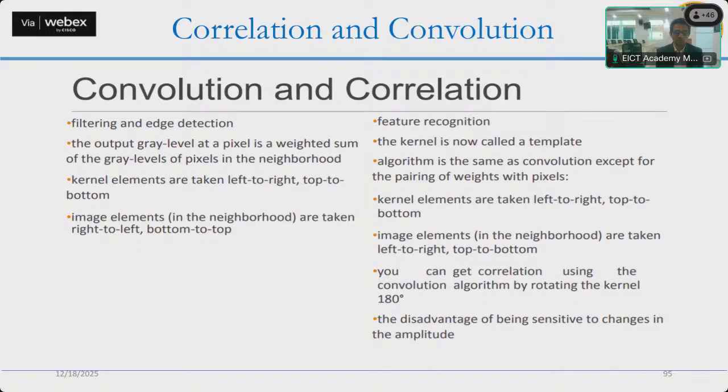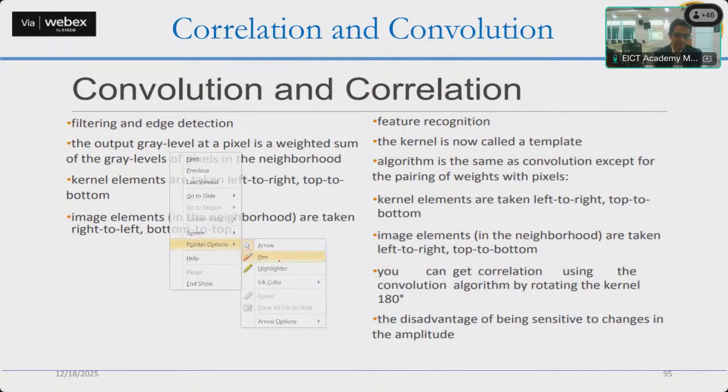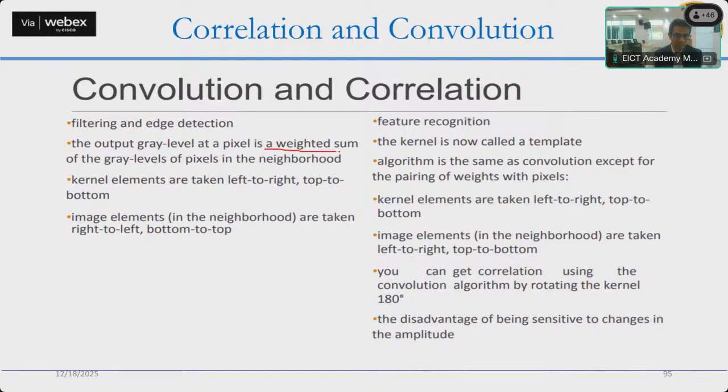Another thing: the output gray level at a pixel is the weighted sum of the gray levels of pixels in the neighborhood. So see what is actually happening in this case: it is basically a weighted sum of the gray levels of pixels in the neighborhood.